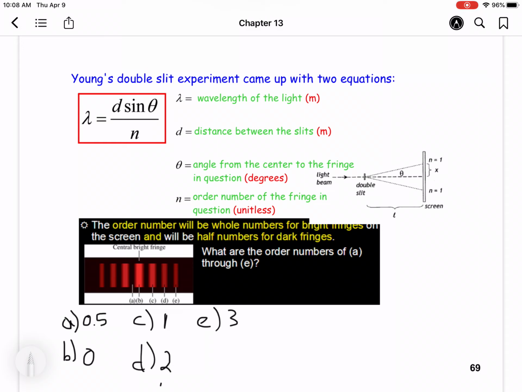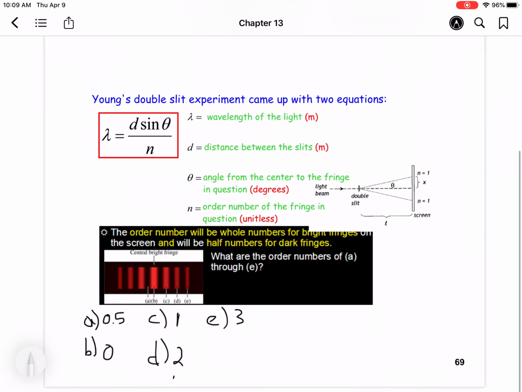All right, and then n is the order number of the fringe in question, right? So if I'm going to go, for example, from fringe 3 to 0, then n would be 3, right? If I'm going to go from 2 to 0, then n would be 2. If I'm going to go from 2.5 to 0, then n would be 2.5. It's just how far from the center, as in the order number, okay?